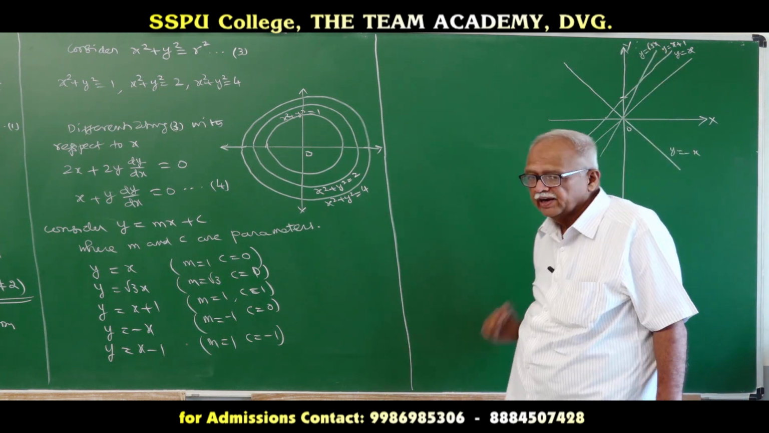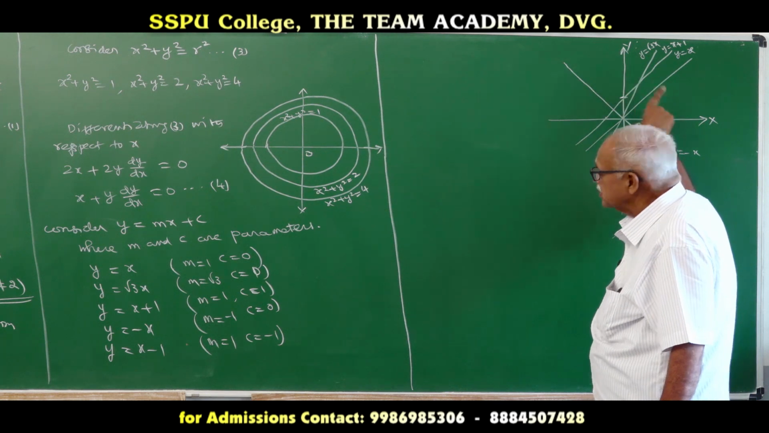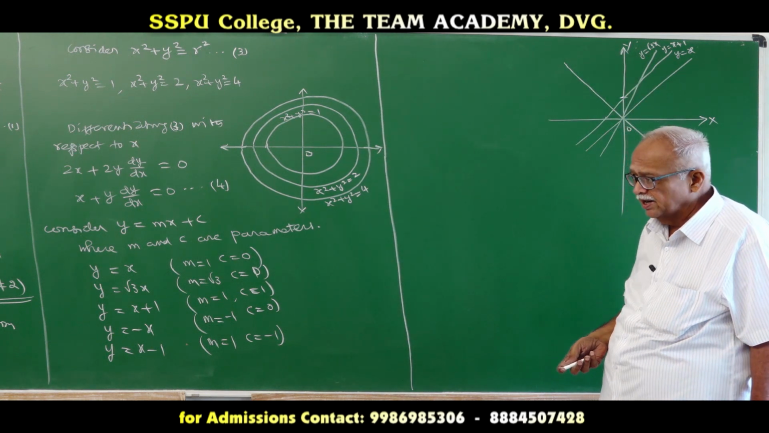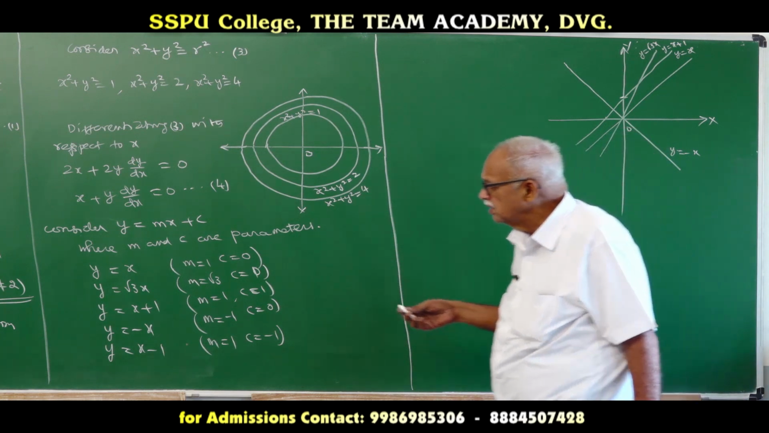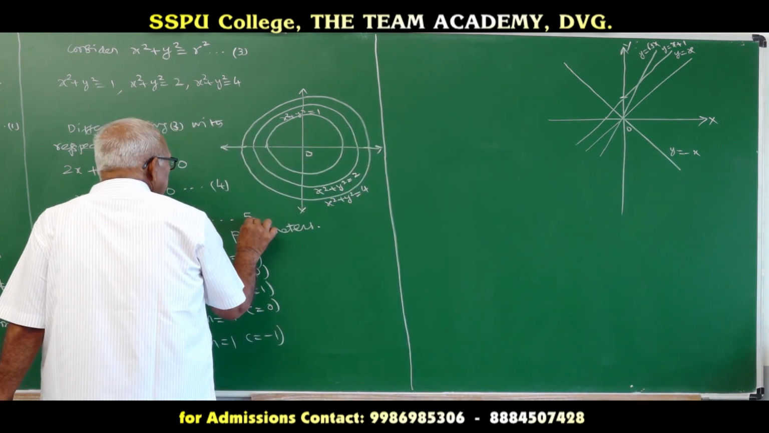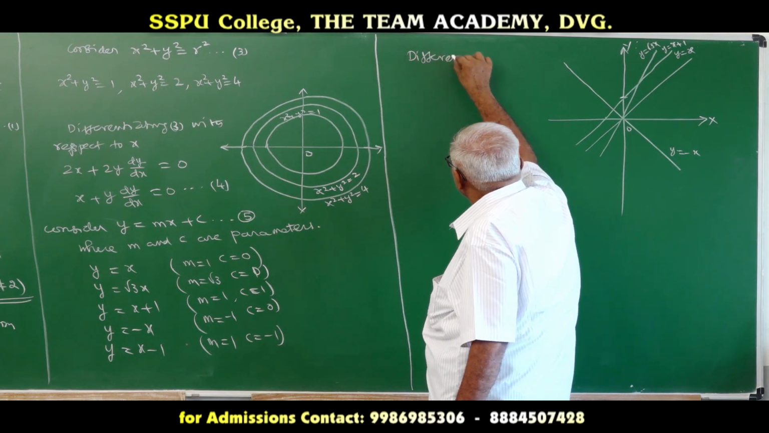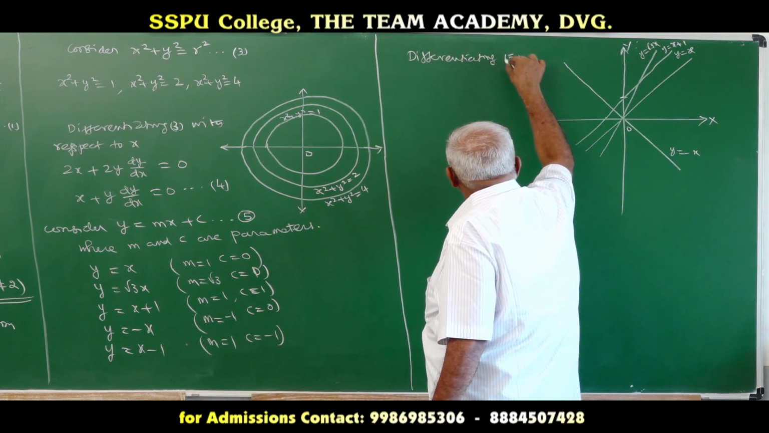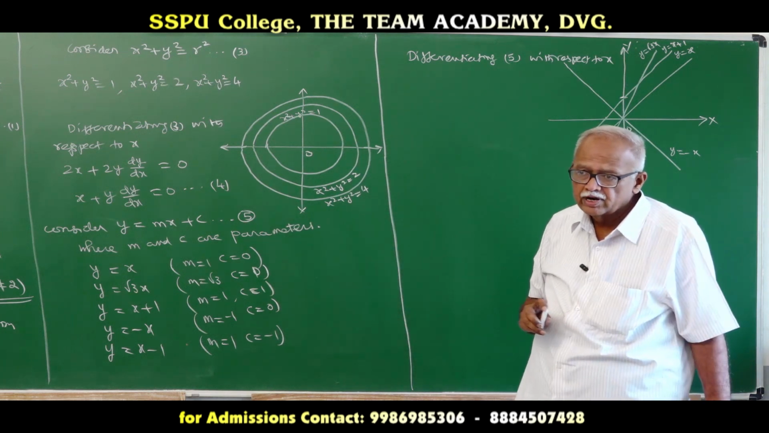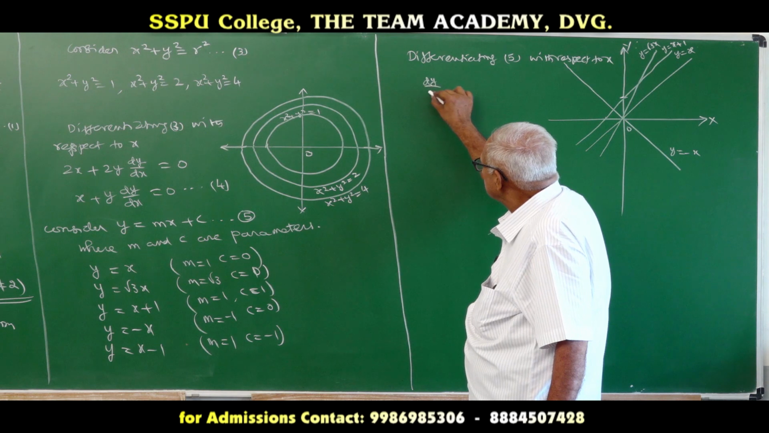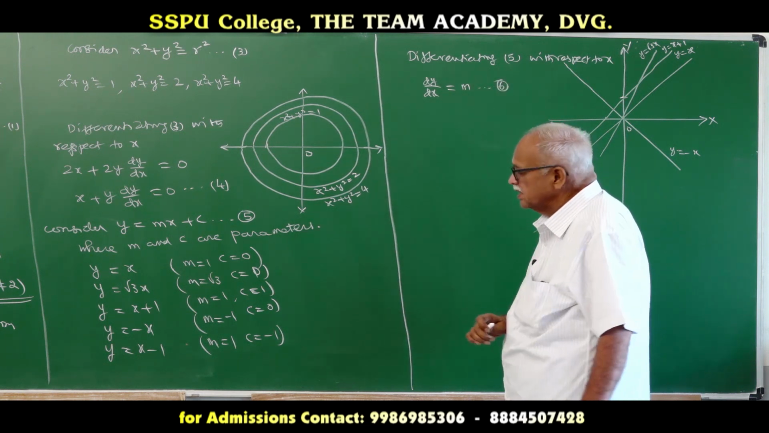Now, we want to find a differential equation which represents all these straight lines, or which is satisfied by all these straight lines. For that, as in the previous problem, we have to differentiate. Let us take this as equation 5. Now, differentiating equation 5 with respect to x, dy by dx is equal to m. Let us take this as equation 6.